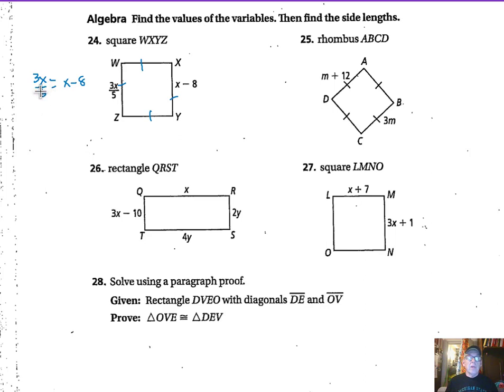Now to get rid of this denominator, multiply everything by 5. 5 times this side cancels out the 5, but we also have to do 5 times this side over here. So we end up with 3x is equal to 5x minus 40. Take away 5x from both sides, minus 2x is minus 40. Divide by minus 2, x equals 20. So x is equal to 20. That means that each one of these side lengths is 12.